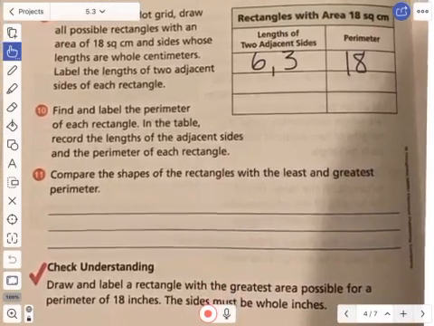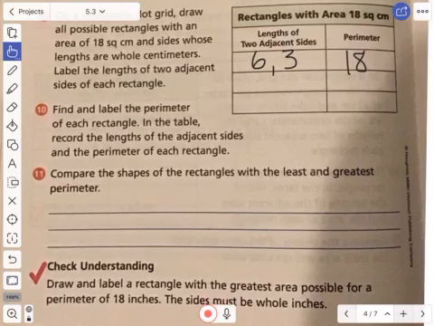Okay, so you're going to go and you're going to try to figure out the rest of these, and then you're going to do the comparison. Compare the shapes of the rectangles with the least and greatest perimeters. Same kind of thing. You know, which shapes give you the greatest perimeter? Which shapes give you the least amount of perimeter? And just think that one out, look to see.